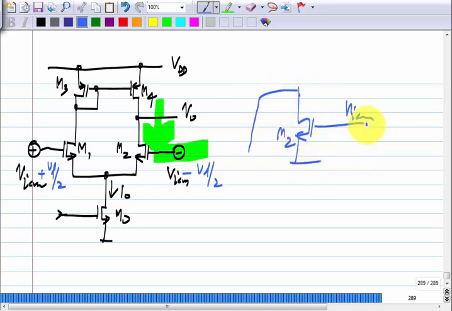How far can it fall? How far below the gate can it fall? It should be greater than VICM. What should it be? Minus VICM minus VT. So, the drain can go below the gate, but not by too much, not by more than one threshold voltage. Okay.